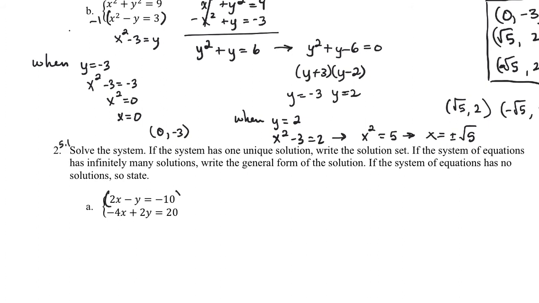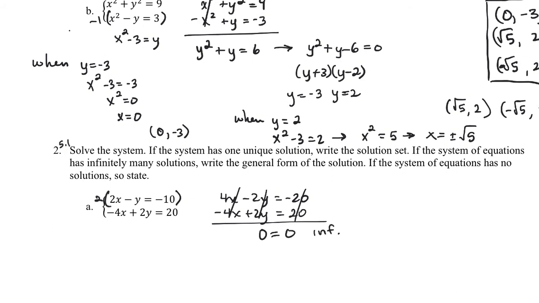I'm going to multiply this top equation by 2, so that gives me 4x minus 2y equals negative 20. Bottom equation stays the same. And you notice the variables cancel and the values after the equal sign also cancel, leaving us a statement 0 equals 0, which you know means infinitely many solutions.